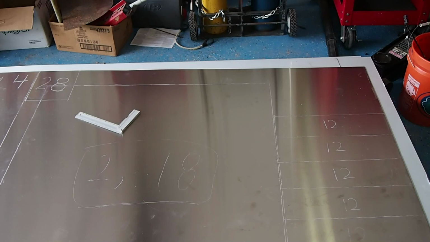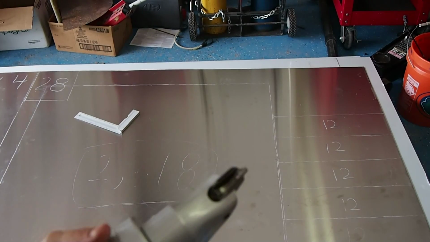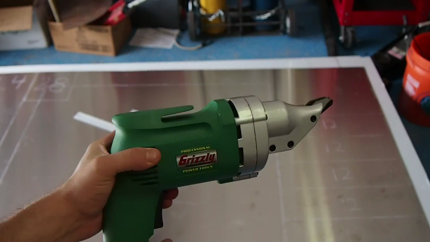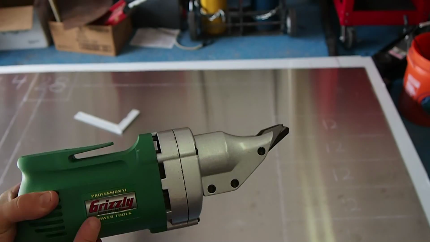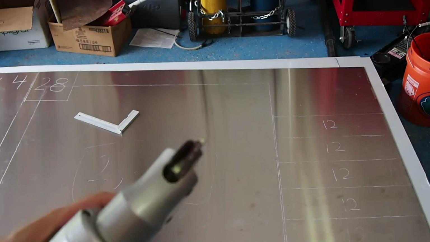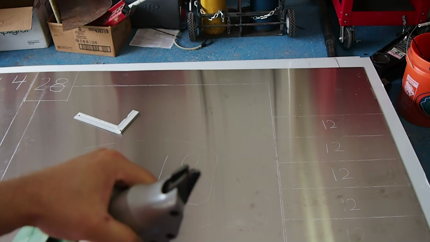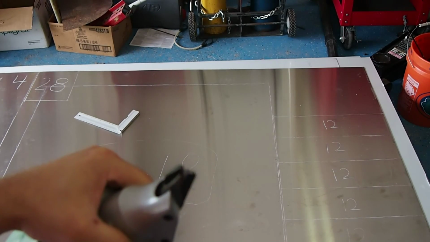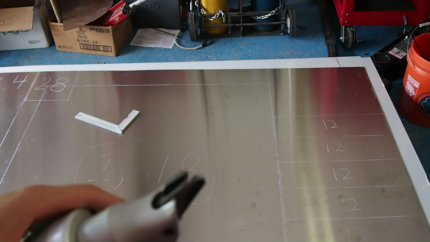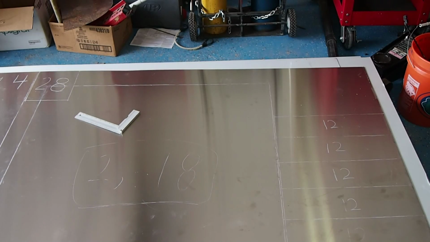I'm going to go ahead and use this pair of electric shears from Grizzly, and this right here, that'll go ahead and cut the different pieces out, at least the square ones.